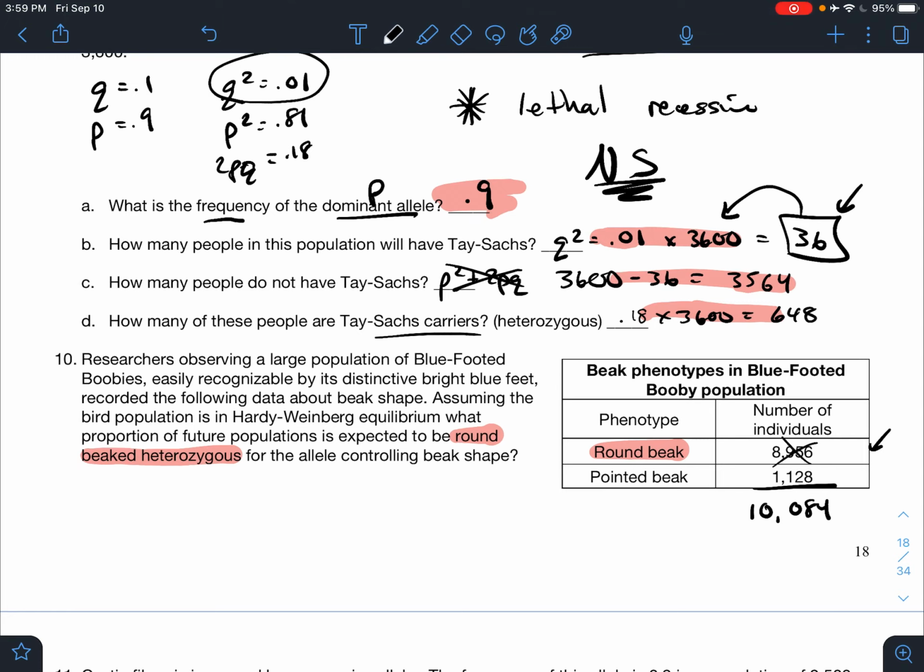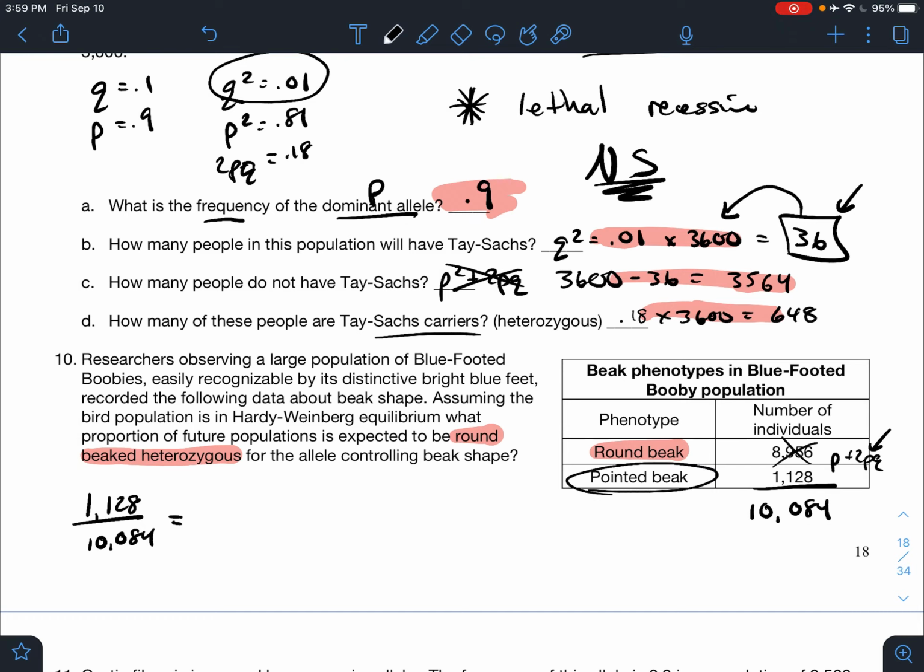Honestly, don't ever use the dominant because that is going to be P plus 2PQ. You have two variables in there. That's way too hard. Forget about it. I'm not going into advanced algebra, calculus, whatever it is to figure out two variables at once. Let's do this. 1,128 divided by 10,084. That's going to give us our frequency of recessive individuals.